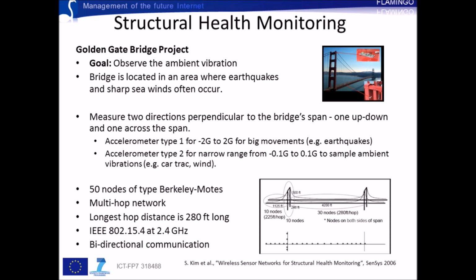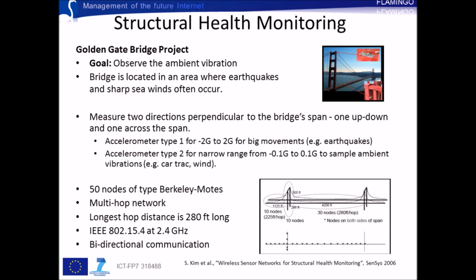Accelerometer type 1 is responsible for recognizing big movements like those that happen in earthquakes. Accelerometer type 2 is responsible for narrow ranges, so for ambient vibrations which can occur because of car traffic or wind. In total, as you can see in the right picture, the dimension of the bridge requires lots of sensor nodes to be deployed. In total, 50 nodes of type Berkeley motes are deployed. They are building a multi-hop network, and the longest hop distance is 280 feet.